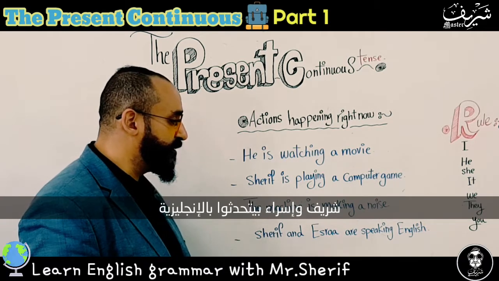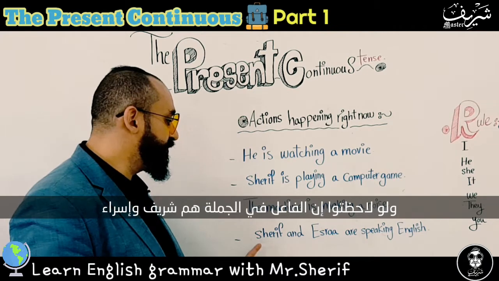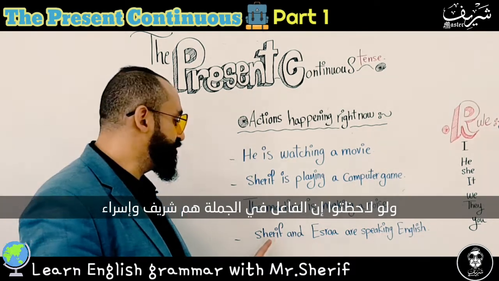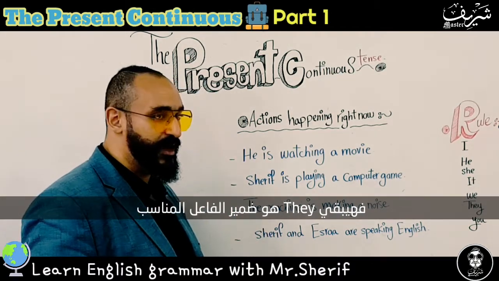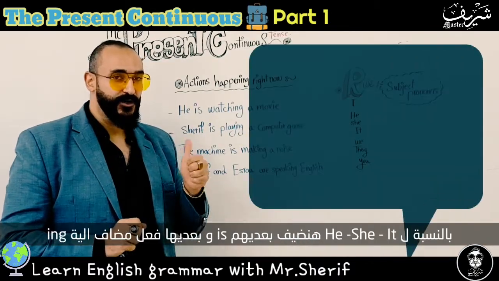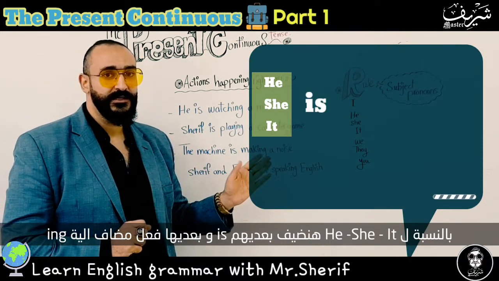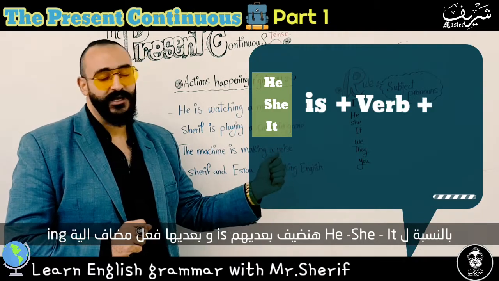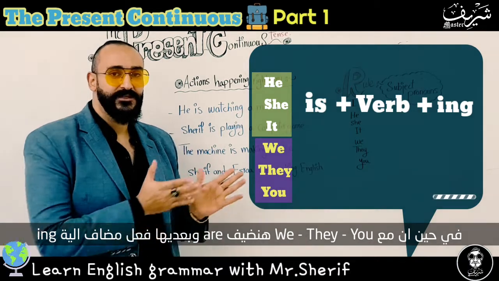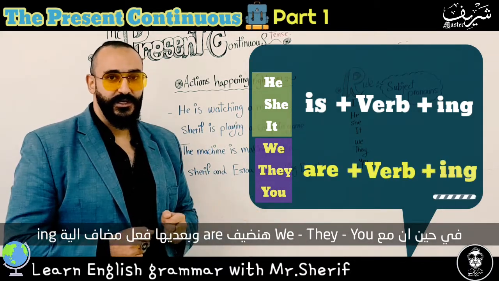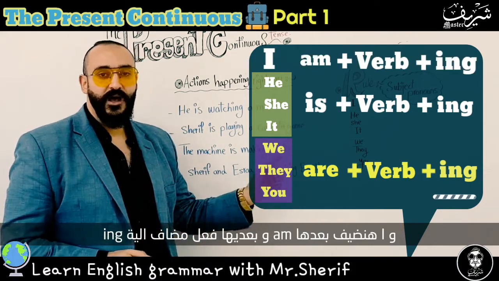Sharif and Isra are speaking English. If you noticed, the subject in this sentence is Sharif and Isra, so the proper pronoun is going to be they. So let's paraphrase this. For he, she, it, we add the be verb is, plus verb plus ing. However, for we, they, and you, we add are plus verb ing. And definitely I is going to be I am plus ing.